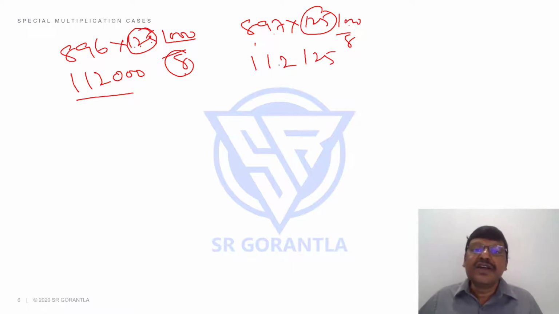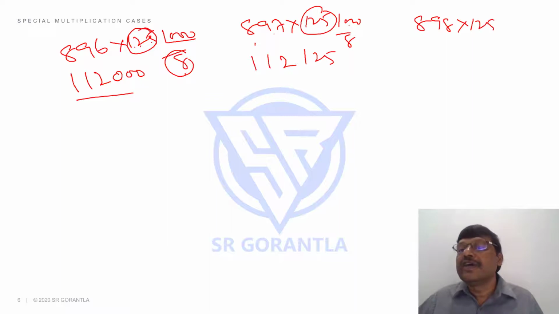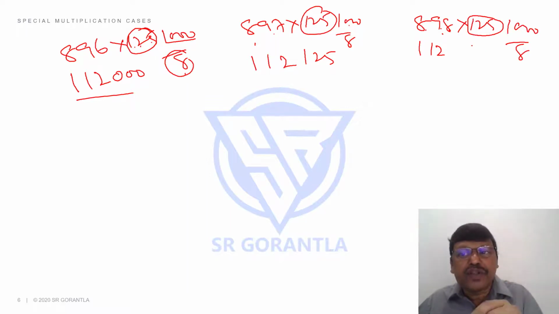So suppose the remainder is 2. What happens, students? Remainder is 2 means here 8 ones, 8 ones, 8 twos are 16, remainder is 2, which means 2 by 8, because you are dividing by 8. What is 2 by 8? 1 by 4. 1 by 4 is 0.25. 0.25 into 1000 is 250.